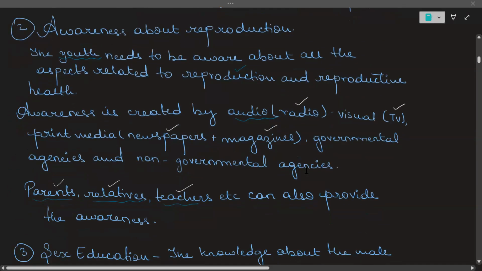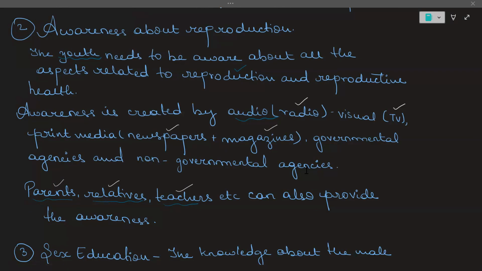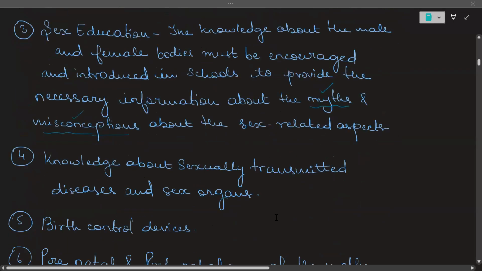Then comes the RCH program, which also had an initiative to make the youth and the people aware about what reproduction is and about reproductive health. They used radio, TV, media, newspapers and everything. Governmental and non-governmental agencies also worked on these awareness programs. Even after that, parents, relatives, and teachers can also provide awareness to whoever needs it. Particularly the youth needs to be aware about everything related to reproduction and reproductive health.